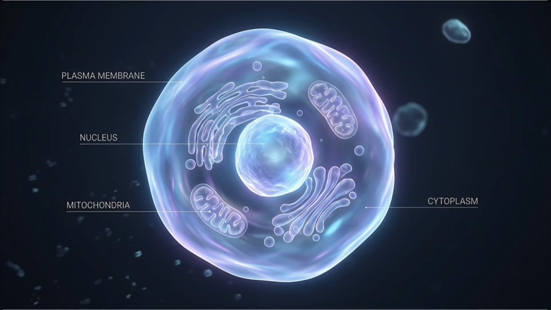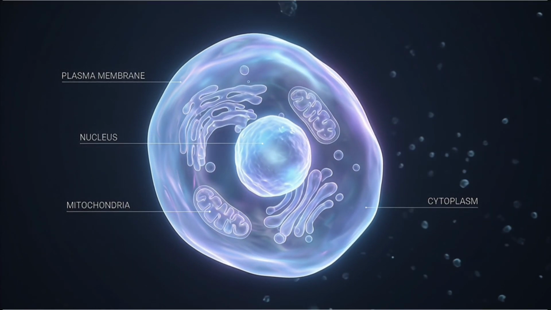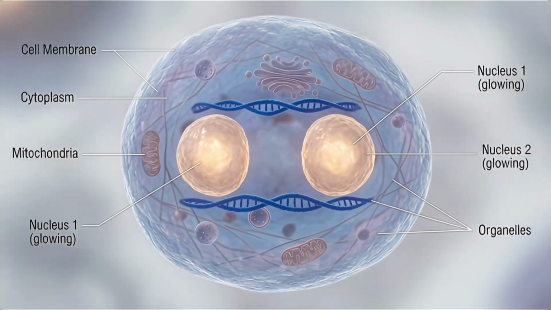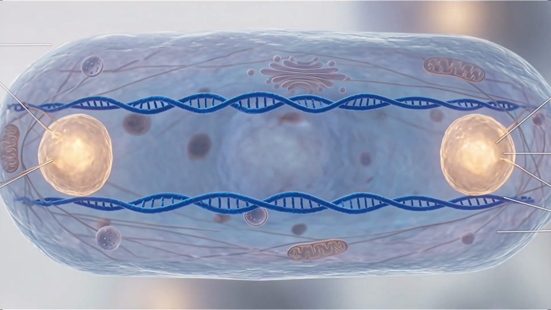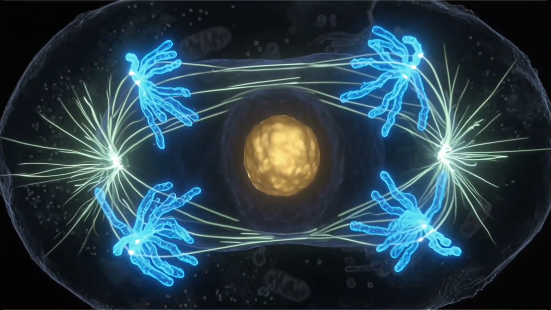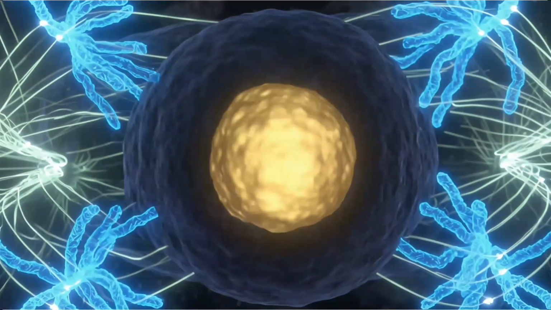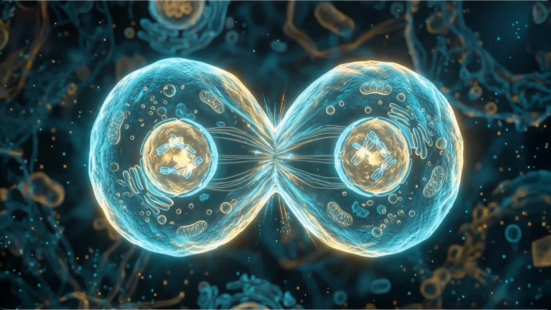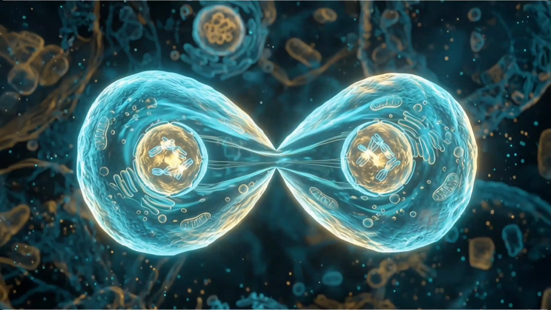A quick side note here about the terminology. We use the terms mother cell and daughter cell, but it has literally nothing to do with gender. The original dividing cell is the mother. When it divides, the new cells are daughters, simply because they possess the inherent biological potential to one day become mother cells themselves. It is all about reproductive potential.